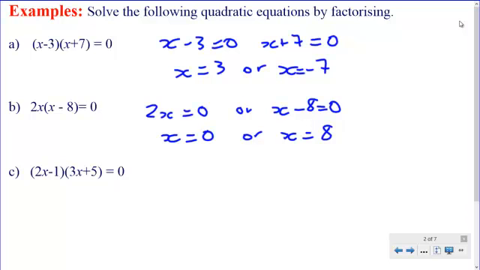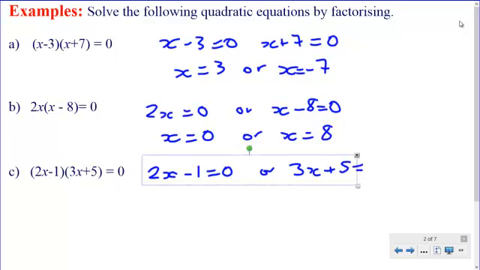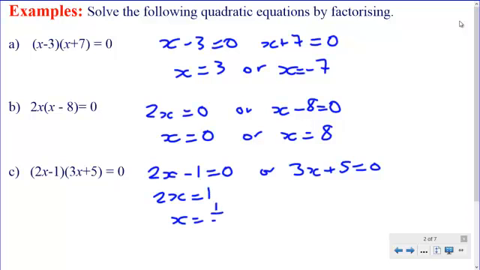And in our last example, (2x minus 1) times (3x plus 5) is equal to 0. This means that either 2x minus 1 equals 0 or 3x plus 5 is equal to 0. Solving the first equation, we get 2x is equal to 1, and that gives x is equal to a half. Now we can actually solve these quite easily by inspection.